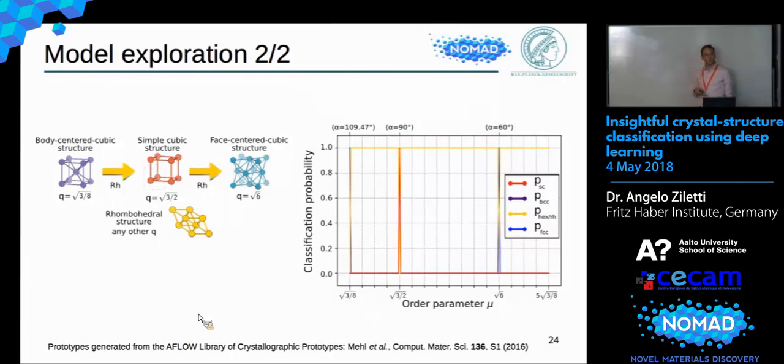Here you start with BCC, and then you see it becomes yellow, so that's rhombohedral, and then exactly at 90 degrees it gets simple cubic, and then here the same for simple cubic, and then face here.